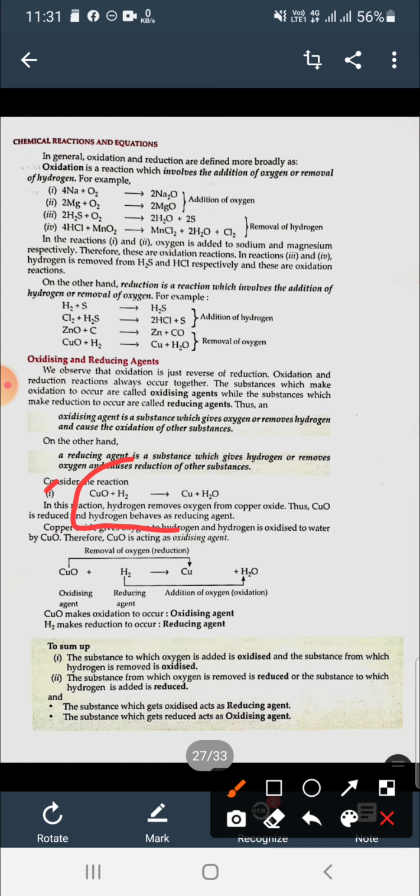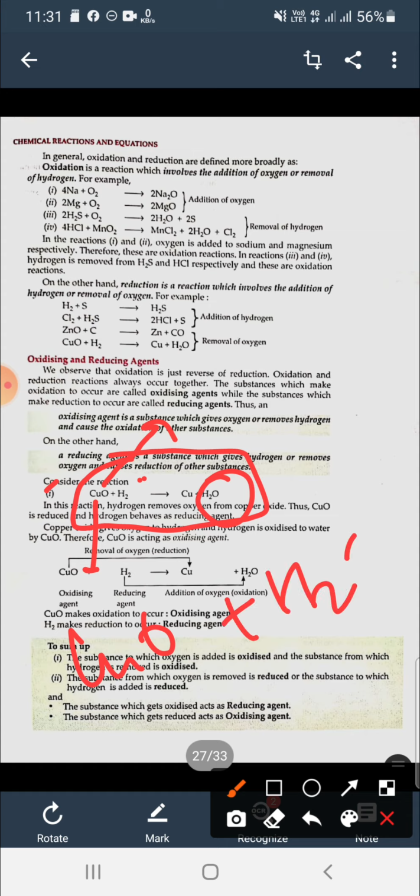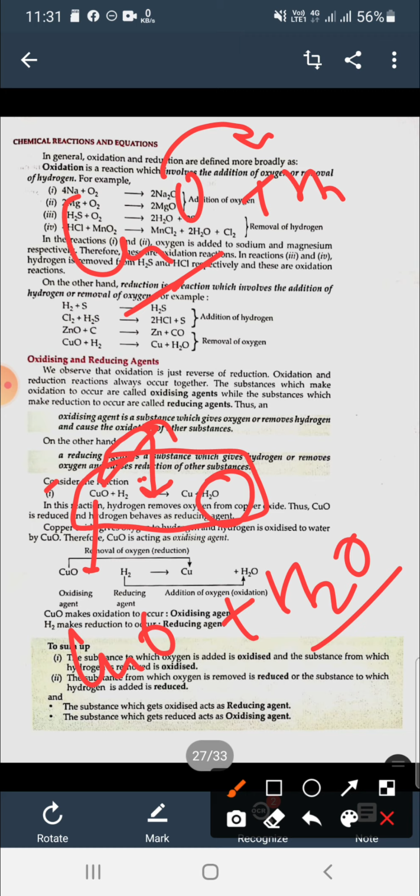copper oxide plus hydrogen gives you copper plus water. So here what is going on, as you know, oxygen is going out from the copper and hydrogen is gaining the oxygen. So there is a reduction of copper oxide and oxidation of hydrogen. So here you can say that copper oxide is providing its oxygen to hydrogen. It means CuO is providing its oxygen to hydrogen to oxidize it.